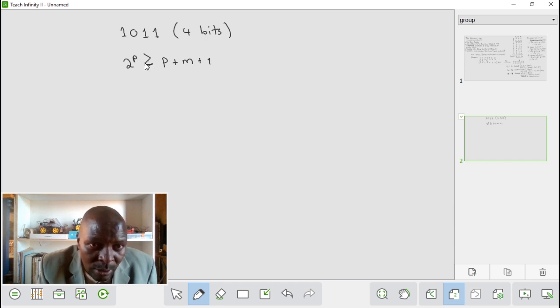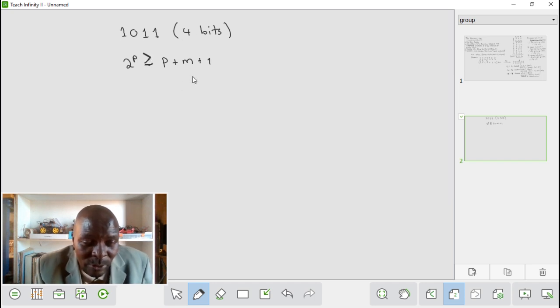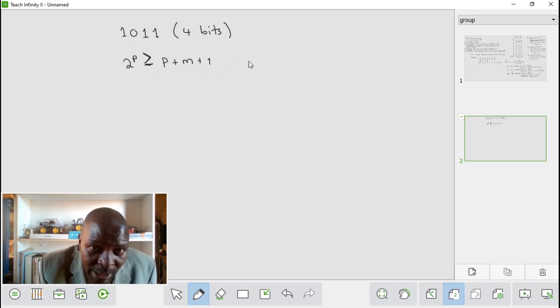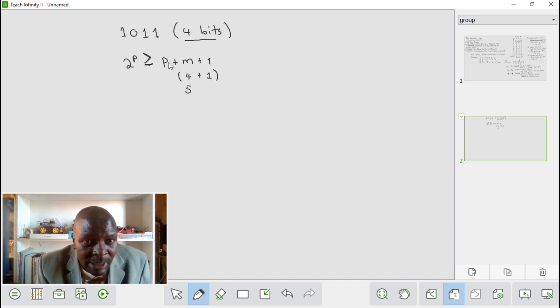Alright. So let's see. We had 4 bits there. We had 3 parity bits from 4 bits. Let's see if this is true. If you have 4 message bits, like we did have, and then plus 1, that gives us 5. Alright. So what does it say? It says that 2 to the power of p, if p was 1, would be 2 to the power of 1, which is 2. It's already less than 5.